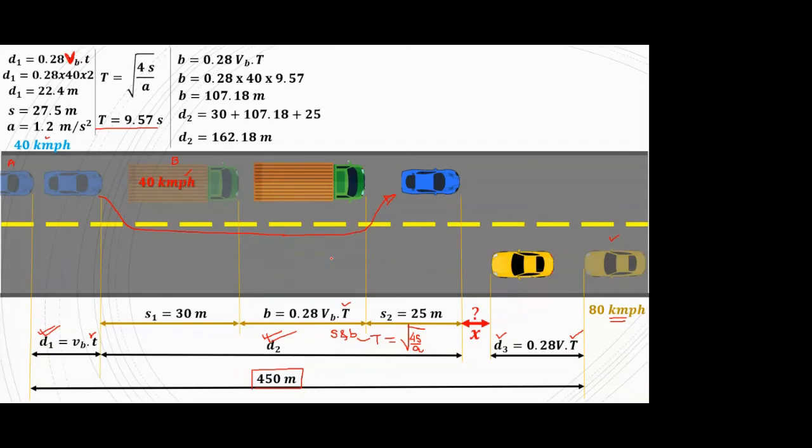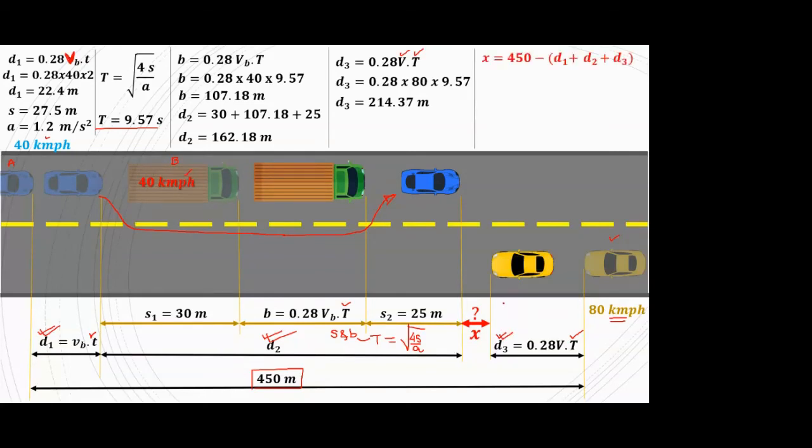Now remains the third component, that is the component related to the oncoming vehicle. So that we can simply find out by the formula D3 is equal to 0.28 Vt. Now in this case, this V is the design speed, whereas this T is the overtaking time. So we know both the values. So 0.28 into 80 into 9.57, D3 comes out to be 214.37. So now again, this third component is also known.